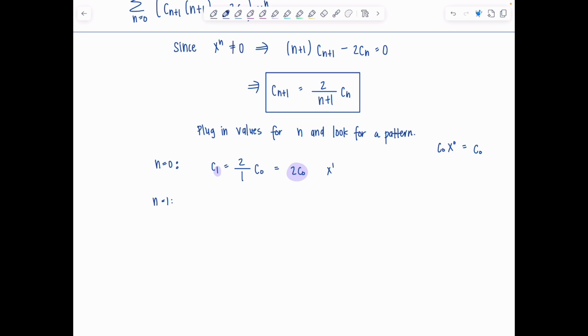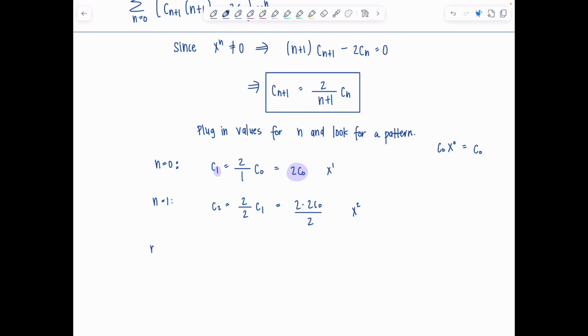So if n is 1, plug that here. So this will be c sub 2. That's going to be 2 over 1 plus 1, 2, c sub 1. Okay. And then we have c sub 1 already. It's 2c naught, so I'm going to replace that there. So this is 2 times 2c naught over 2. Yeah, I could cancel, but I'm not going to, so just wait a minute. And then this is the coefficient on x squared. How do I know that? Because this is c sub 2, so this is the coefficient on x squared.